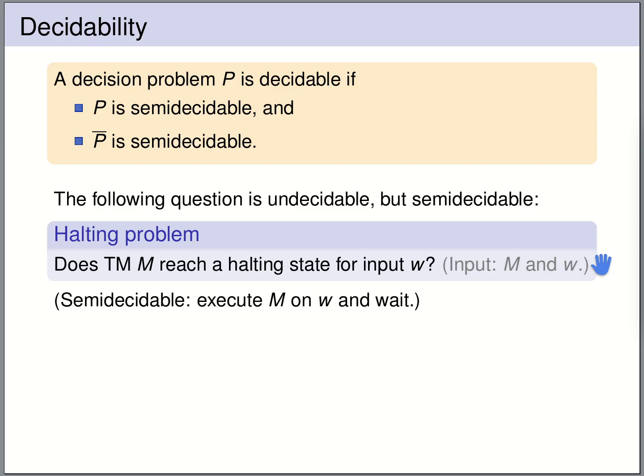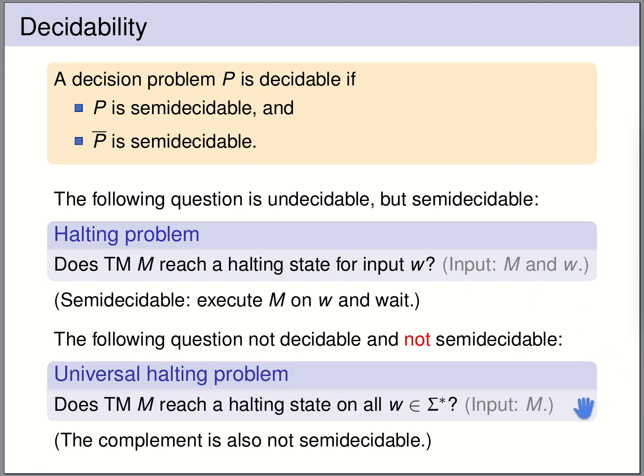It's very easy to see that it's semi-decidable because we can simply simulate the machine M on the input W and we wait. If it halts, we will eventually see it and we can answer yes. But if not, if it computes forever, then we can never be sure how long we have to wait.